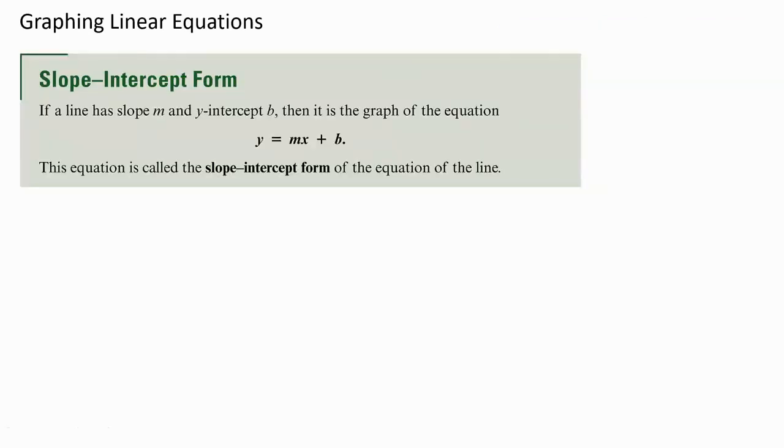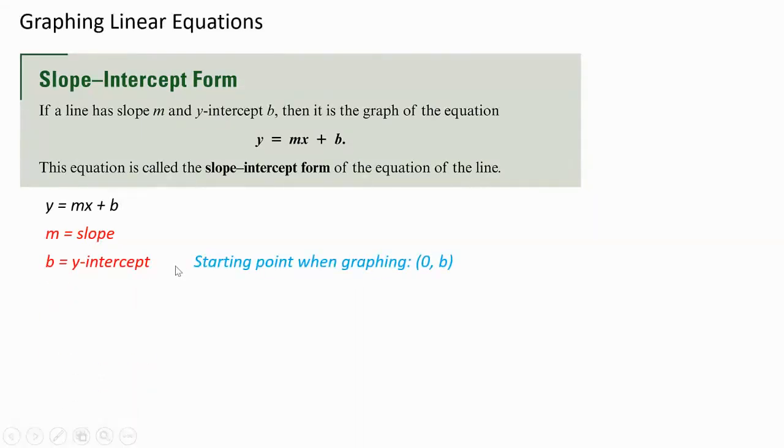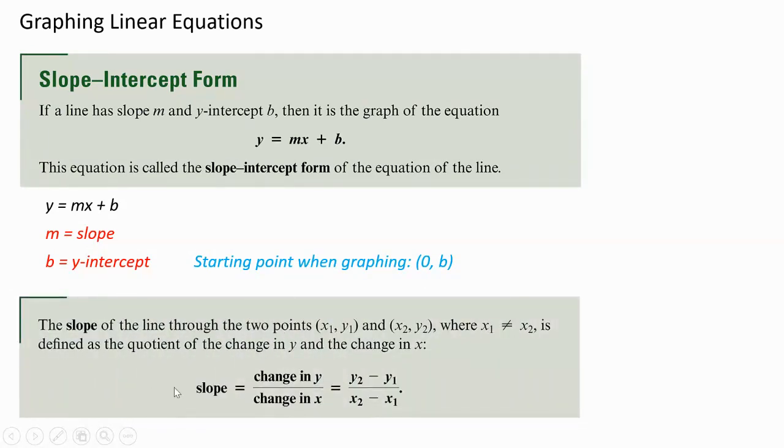Okay, now this is graphing linear equations in the slope-intercept form. If a line has a slope m and a y-intercept b, then the graph of the equation will be y equals mx plus b. This equation is called the slope-intercept form of the equation of the line. So here, guys, my m is my slope, and my b is my y-intercept. The b, or the y-intercept, is your starting point when graphing, and you start at (0, b). So whatever the b is, you start at (0, b). That's the point. And here is where the slope is. The slope is change of y over change of x, which is y2 minus y1 over x2 minus x1.